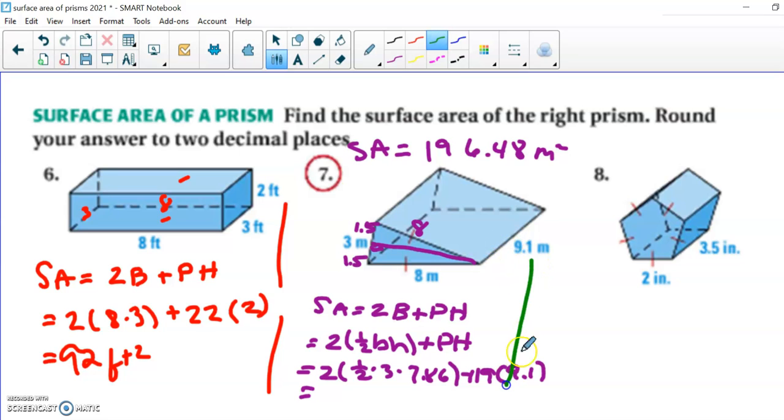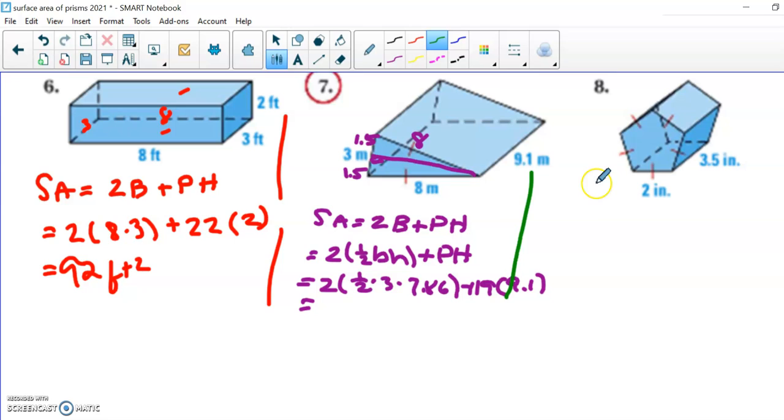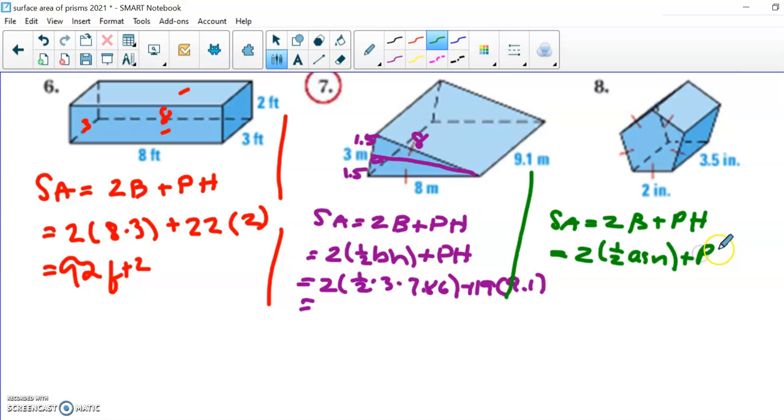All right, here we go. So I'm going to start with that same formula. Surface area equals 2 times the area of the base plus the perimeter of the base times the height of the prism. I recognize my base is this regular pentagon, so I know the formula for that is 1/2 ASN, and then again the perimeter of that pentagon times the height.